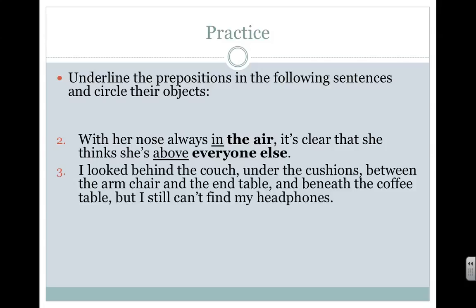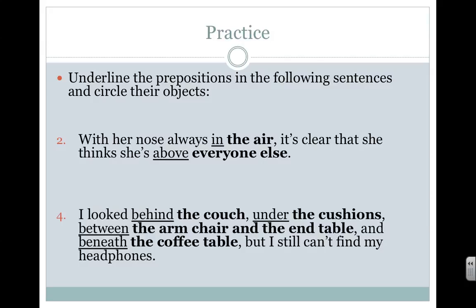Alright, so looking at the next one. I looked behind the couch, under the cushions, between the armchair and the end table, and beneath the coffee table, but I still can't find my headphones. You should have identified behind, under, between, and beneath as your prepositions, and then asking yourself behind what. You know that you are looking behind the couch, and therefore the couch is the object of that preposition. Under what? The cushions is your object. Between what? The armchair and the end table are your objects. And beneath what? The coffee table is your object.